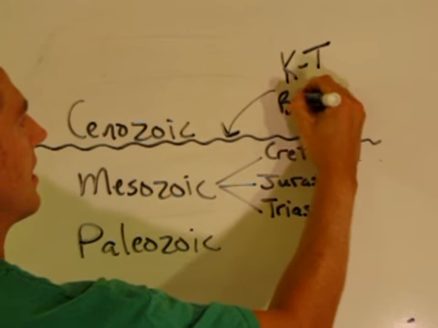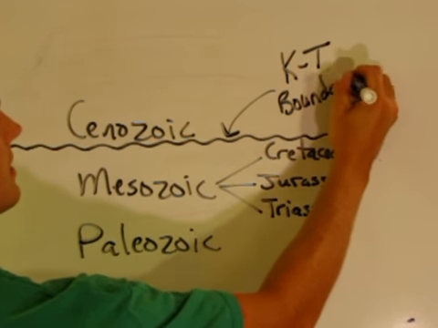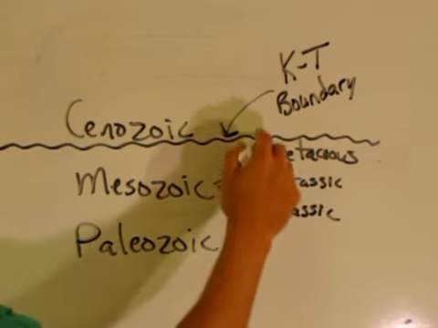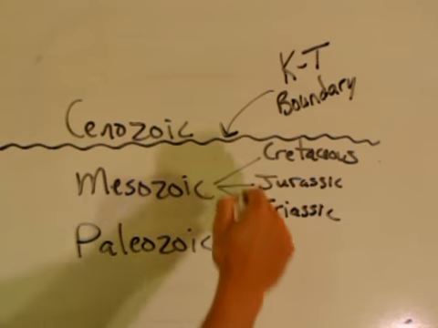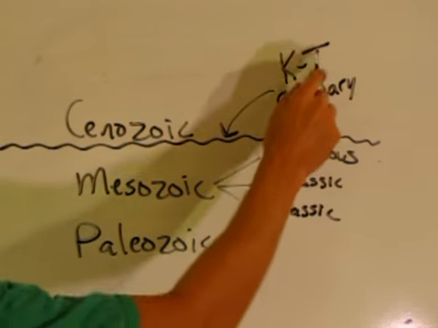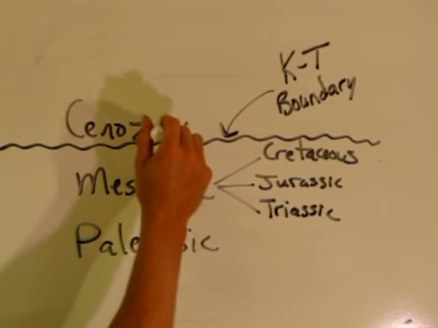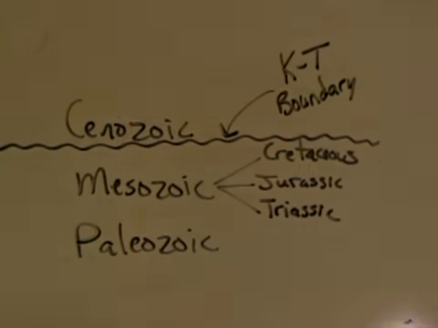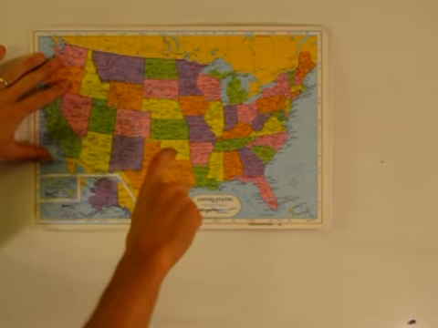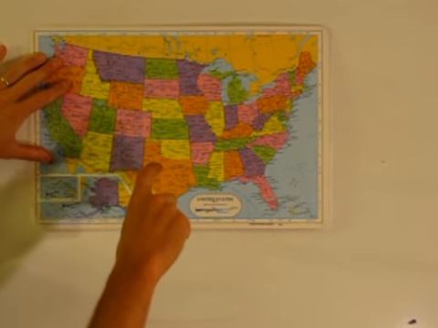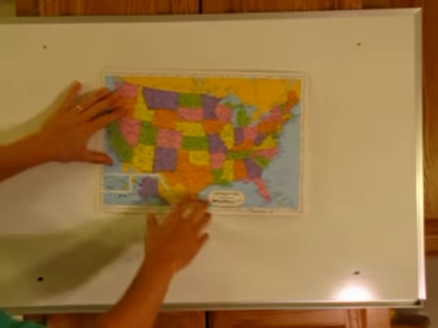This boundary right in here they call the KT boundary. K for Cretaceous, yeah, I know it starts with a C, it stands for some other things. K is Cretaceous, T is Tertiary. What is a Tertiary? It's that first period of the Cenozoic era. Alright, so there are 3 places in the world where we can go and study rock layers that show rocks and fossils before the KT boundary and after the KT boundary.